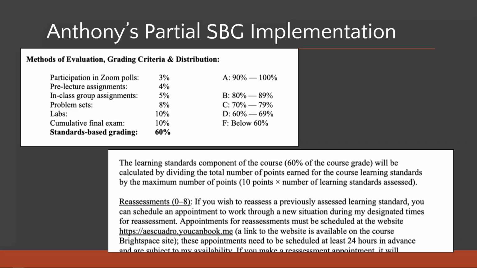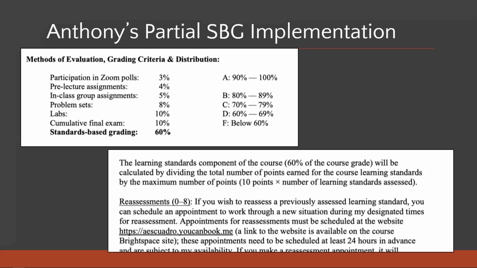Every semester I'm kind of playing with it and maybe moving a little bit further away from this sort of partial implementation, and trying to think about how some of these other more traditional components could fit into the standards-based framework. But I'm not quite there yet, which is why it's still a large portion of how I set up my grading, but not the 100%. So that's kind of my specific implementation of standards-based grading.